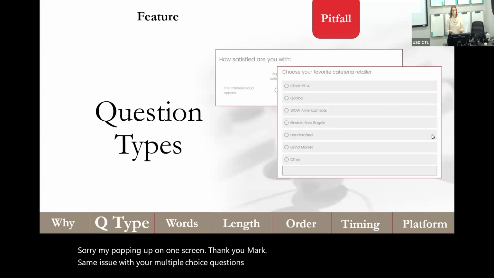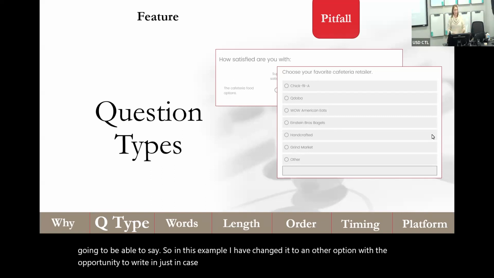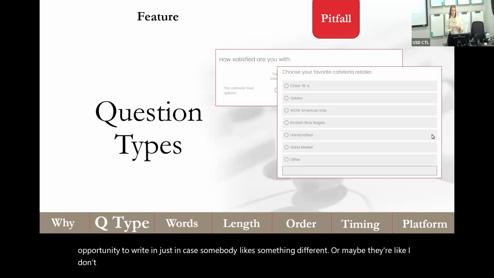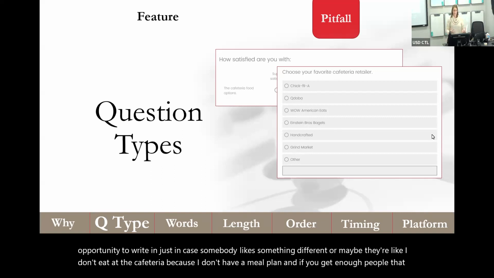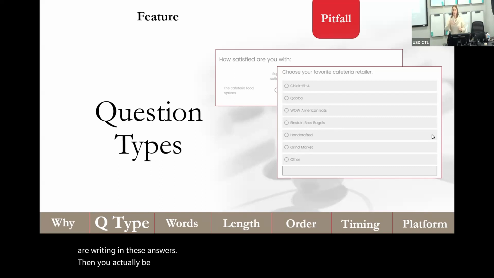Same issue with your multiple choice questions. You are limiting what your respondents are going to be able to say. So in this example, I have changed it to an other option with the opportunity to write in, just in case somebody likes something different, or maybe they say, I don't eat at the cafeteria because I don't have a meal plan. And if you get enough people writing in these answers, then you'll actually be able to develop more of an understanding about whatever your question is too.